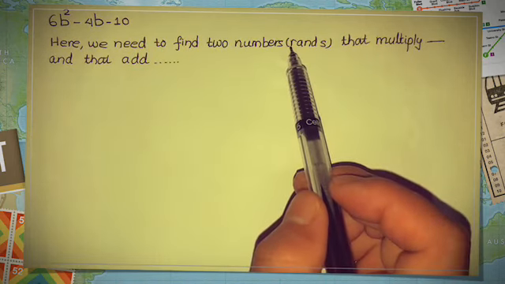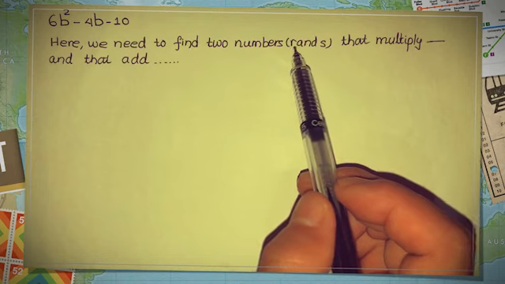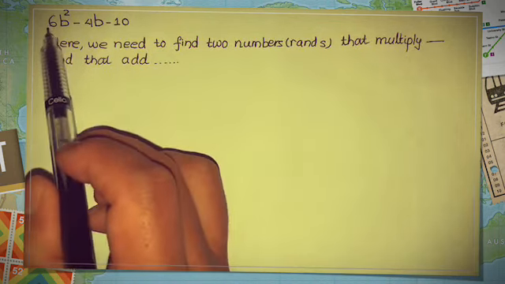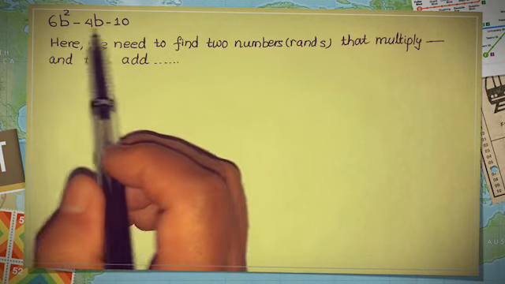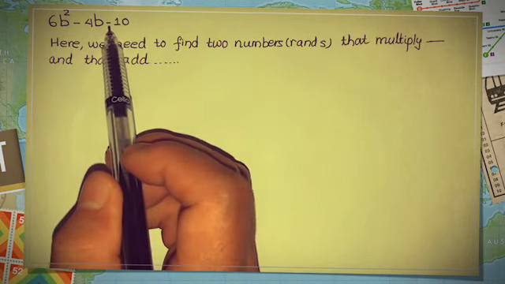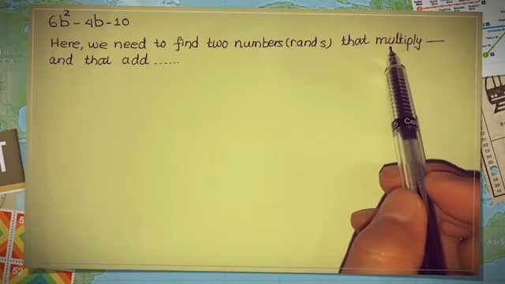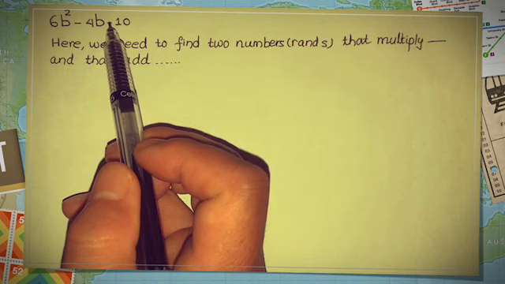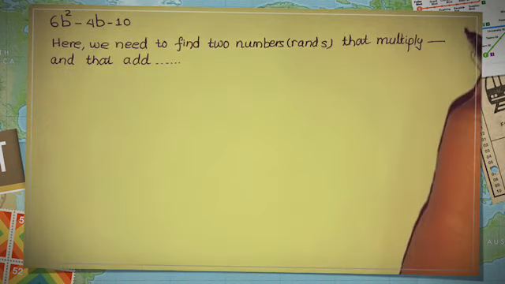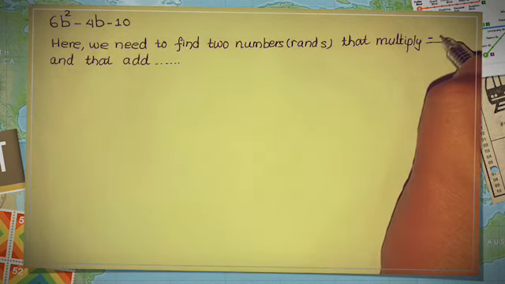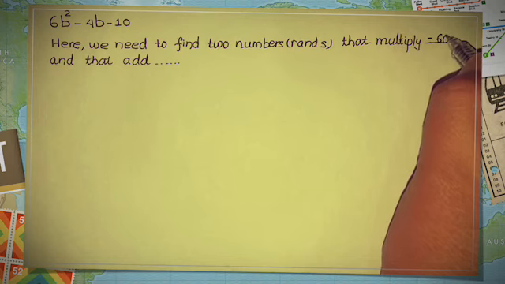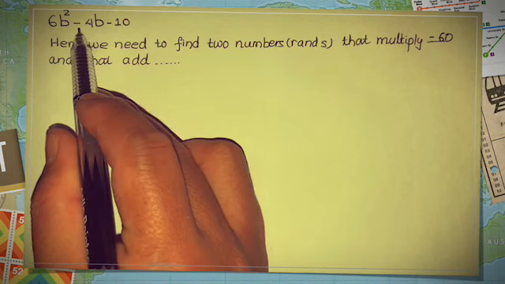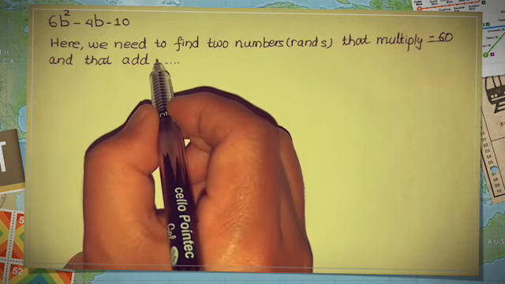Say that the two numbers are r and s, that multiply to give the first and last. That means first is 6 and last is −10. So to make the condition of multiplication, the product of 6 and −10 is −60, so that the numbers multiply to −60, and add to the middle coefficient, that is −4.